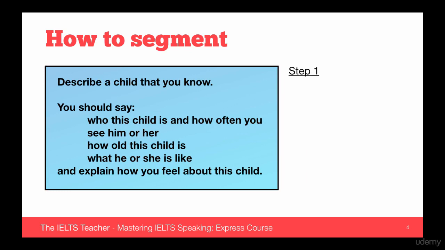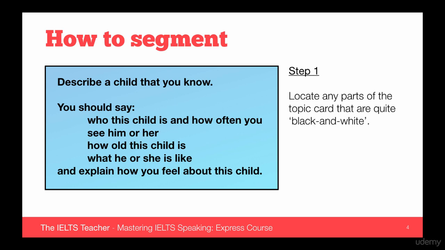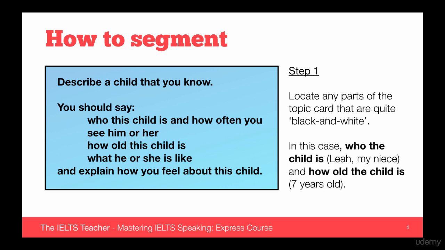Step 1 is a case of finding the simple parts of the topic card, locating any parts that I have called black and white, so information that we can provide without needing to give much extra information. In this case, the information on the card is who the child is and how old the child is. Really simple information. Who the child is, it's Leah, it's my niece. How old the child is, 7 years old. Quite black and white information. No need to support this here.